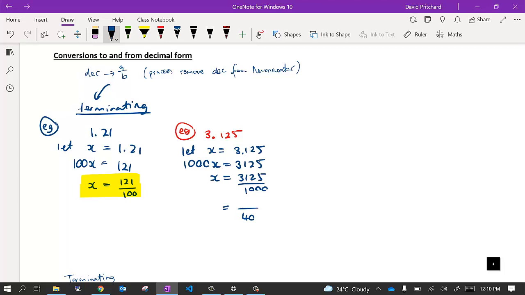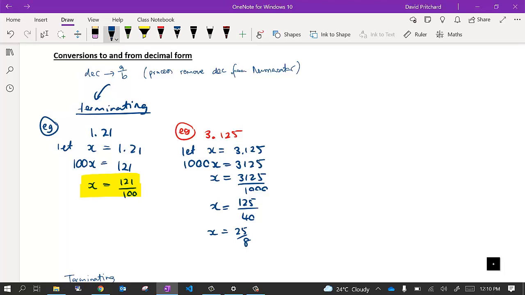and 25 goes into 3,125 125 times, and then we can simplify that again by dividing by 5, and we get 25 on 8. There it is, represented as a fraction in an improper form.